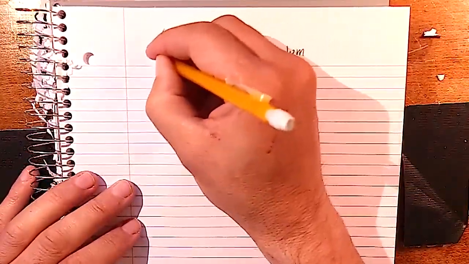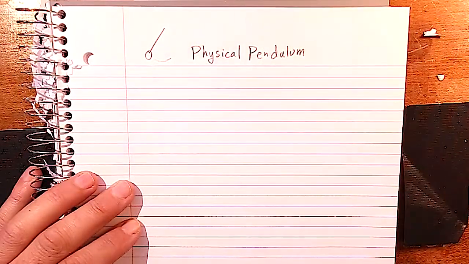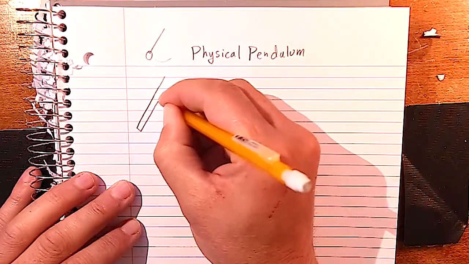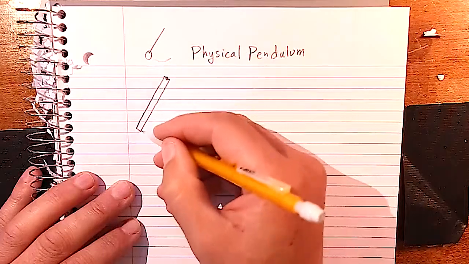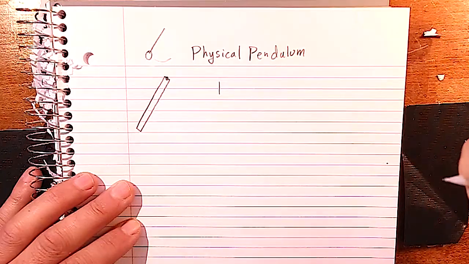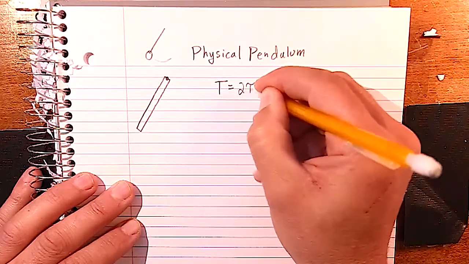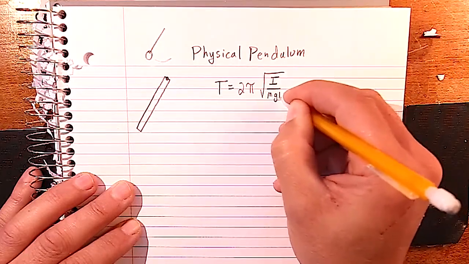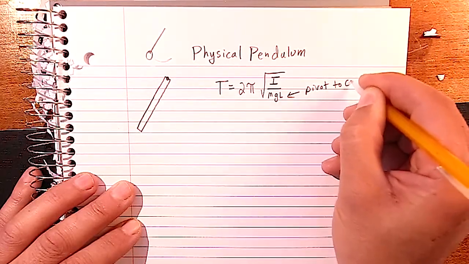So we've done this derivation for a mass on the end of a string that goes back and forth, but that's a point particle. What if we have something that is like a meter stick at the end that swings back and forth? Well, the mass isn't all concentrated at the end, so we need a different formula. And usually this formula is provided on an equation table. But the formula is 2 pi radical I, the moment of inertia, over mgL. And L is from the pivot to the center of mass.